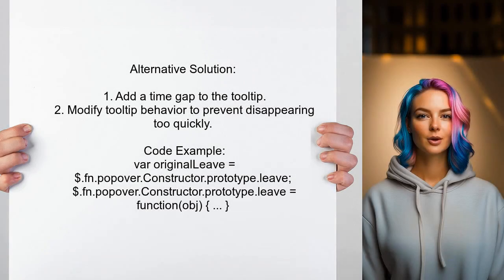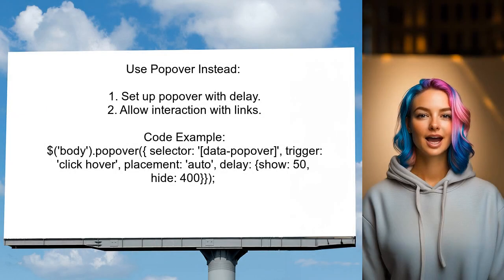An alternative solution proposed by another user involves adding a time gap to prevent the tooltip from disappearing too quickly. This method modifies the default behavior of the tooltip, allowing users to hover over the tooltip text and click on links without interruption. The user suggests using the popover component instead of the tooltip. They provide a code snippet that sets up a popover with a delay for showing and hiding, allowing users to interact with the link inside the popover.